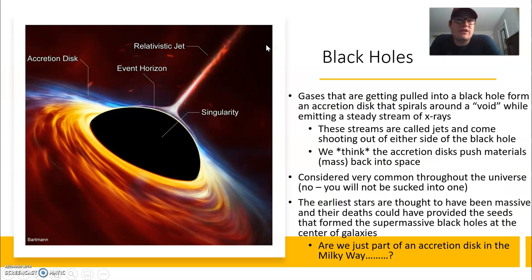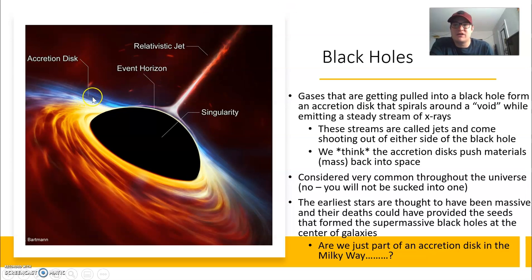Now, black holes: gases that are getting pulled into a black hole form an acceleration disk that spirals around a void while emitting a steady stream of X-rays. These streams are called jets and come shooting out of either side of the black hole. We think the acceleration disks push material mass back into space.